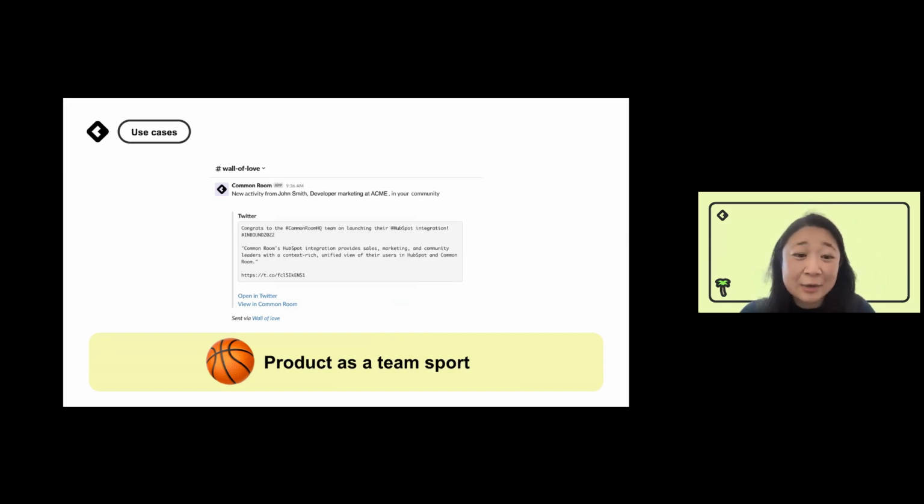And the reason they saw was because they all had access to Common Room's internal Wall of Love Slack channel powered by Common Room, as you can see here. And so, with this, our team was notified in real time about this user's feedback. And so, as much as I, as a product leader, could have tried to relay this, seeing these words firsthand in real time was more powerful for the team than anything I could have relayed secondhand.